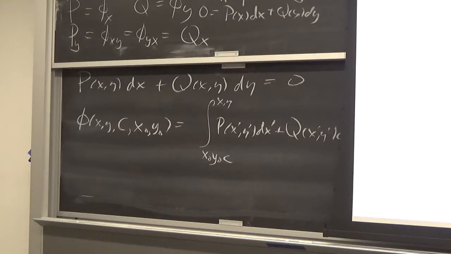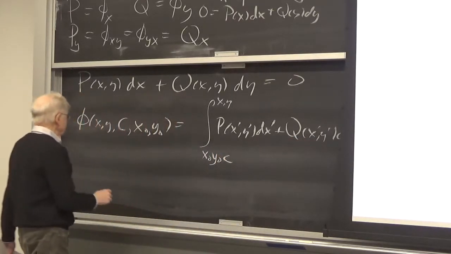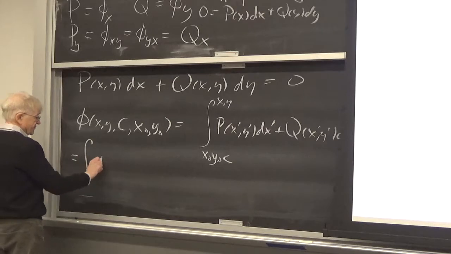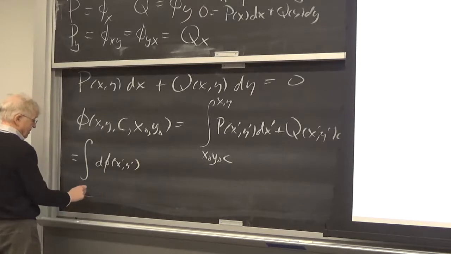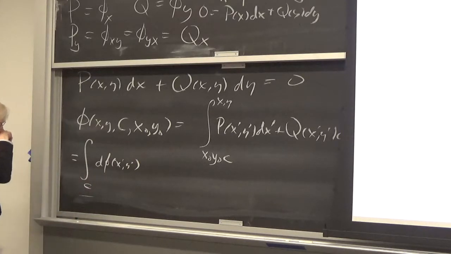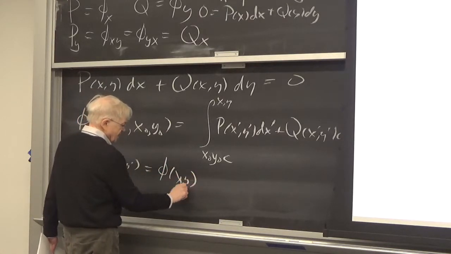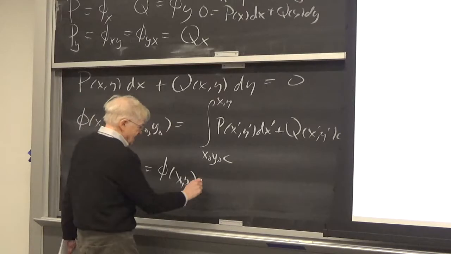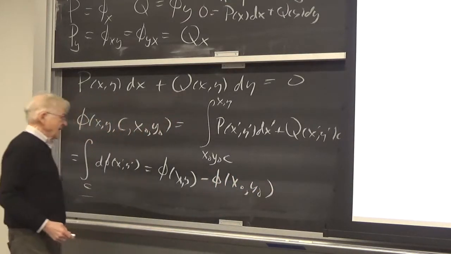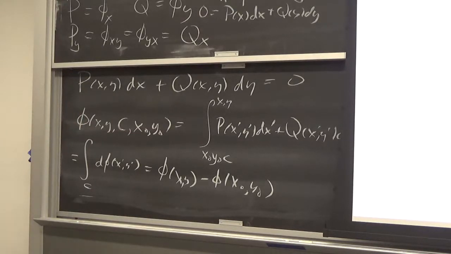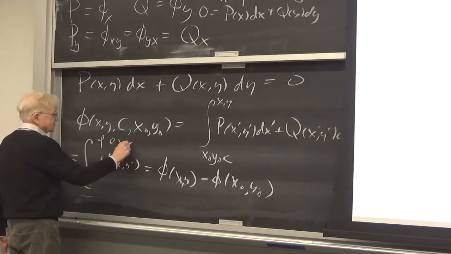On the other hand, if this thing actually is the differential of some phi, then this is an integral of d phi of x prime, y prime along the contour. And then it doesn't matter what the contour is. What you get is phi of x,y minus phi of x0, y0. And that's independent of the contour, if the equation is exact.